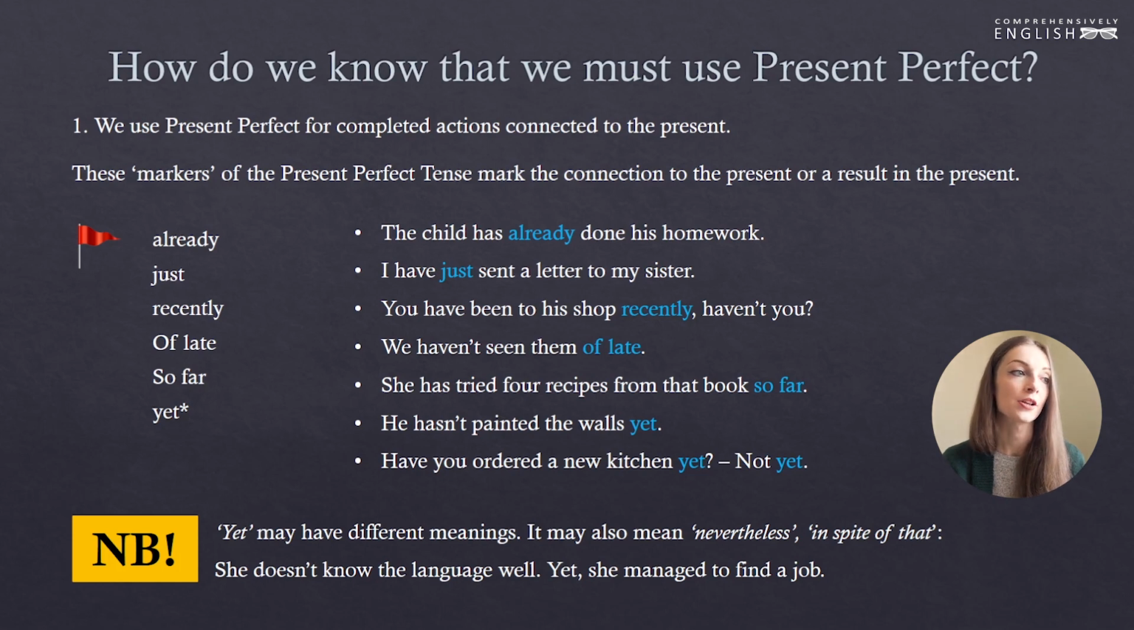We'll now see. So let's look at the examples with these markers. The child has already done his homework. I have just sent a letter to my sister. You have been to his shop recently, haven't you? We haven't seen them of late. She has tried 4 recipes from that book so far. He hasn't painted the walls yet, so now the walls are not painted yet. Have you ordered a new kitchen yet? Not yet. These words, already, just, recently, and the rest of them, these markers are tightly connected to the present perfect tense.